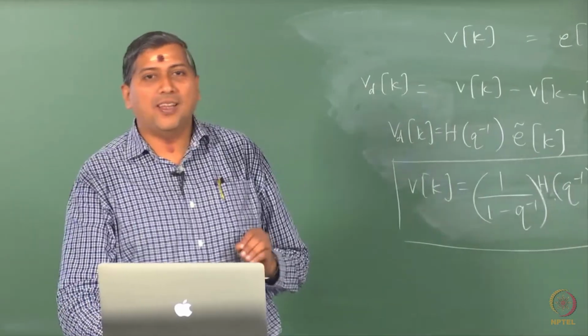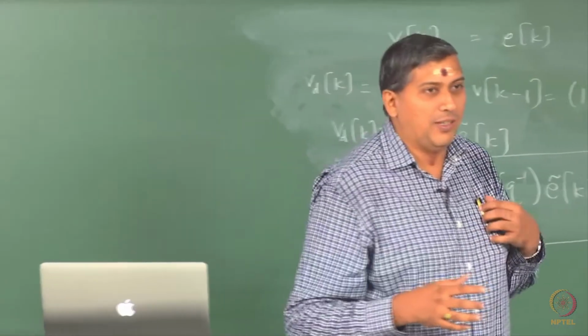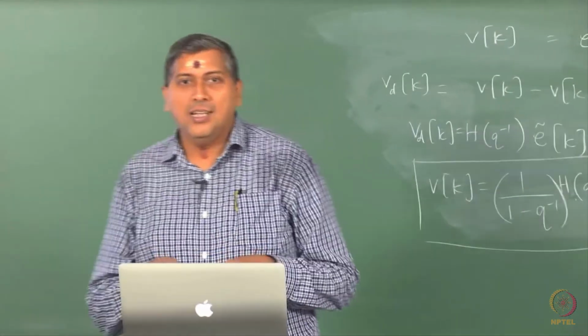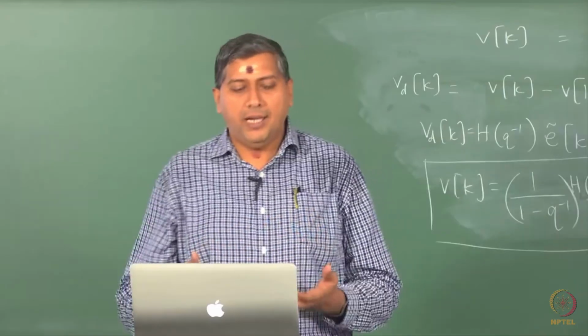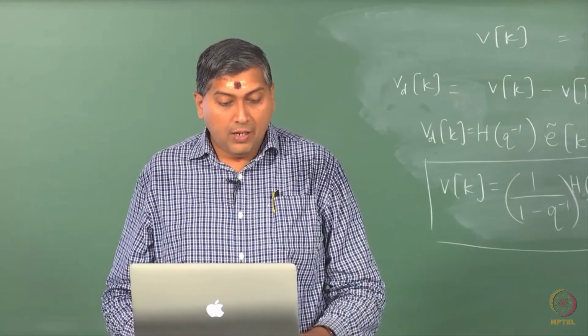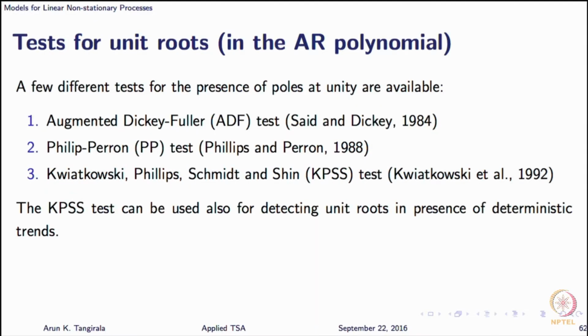So, coming to formal tests for unit roots, and now we are talking of unit roots in the sense of poles on the unit circle. There are many in the literature, among which 3 are quite popular: the augmented Dickey-Fuller test, the Phillips-Perron test, and the KPSS test. I am not going to read out the authors' names, but there are a few other tests also available. These 3 tests are coded in R. You have adf.test, then pp.test, and then kpss.test.